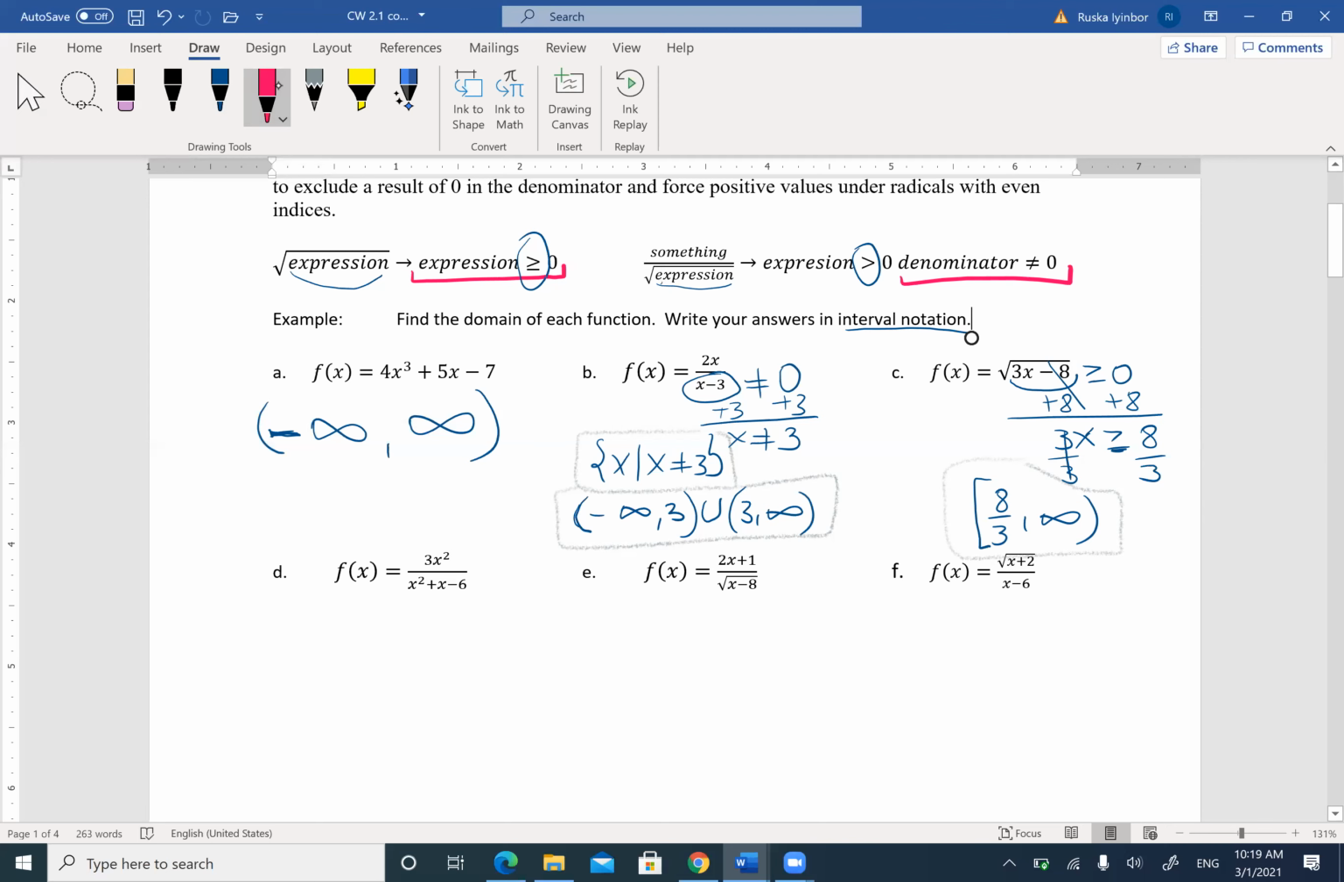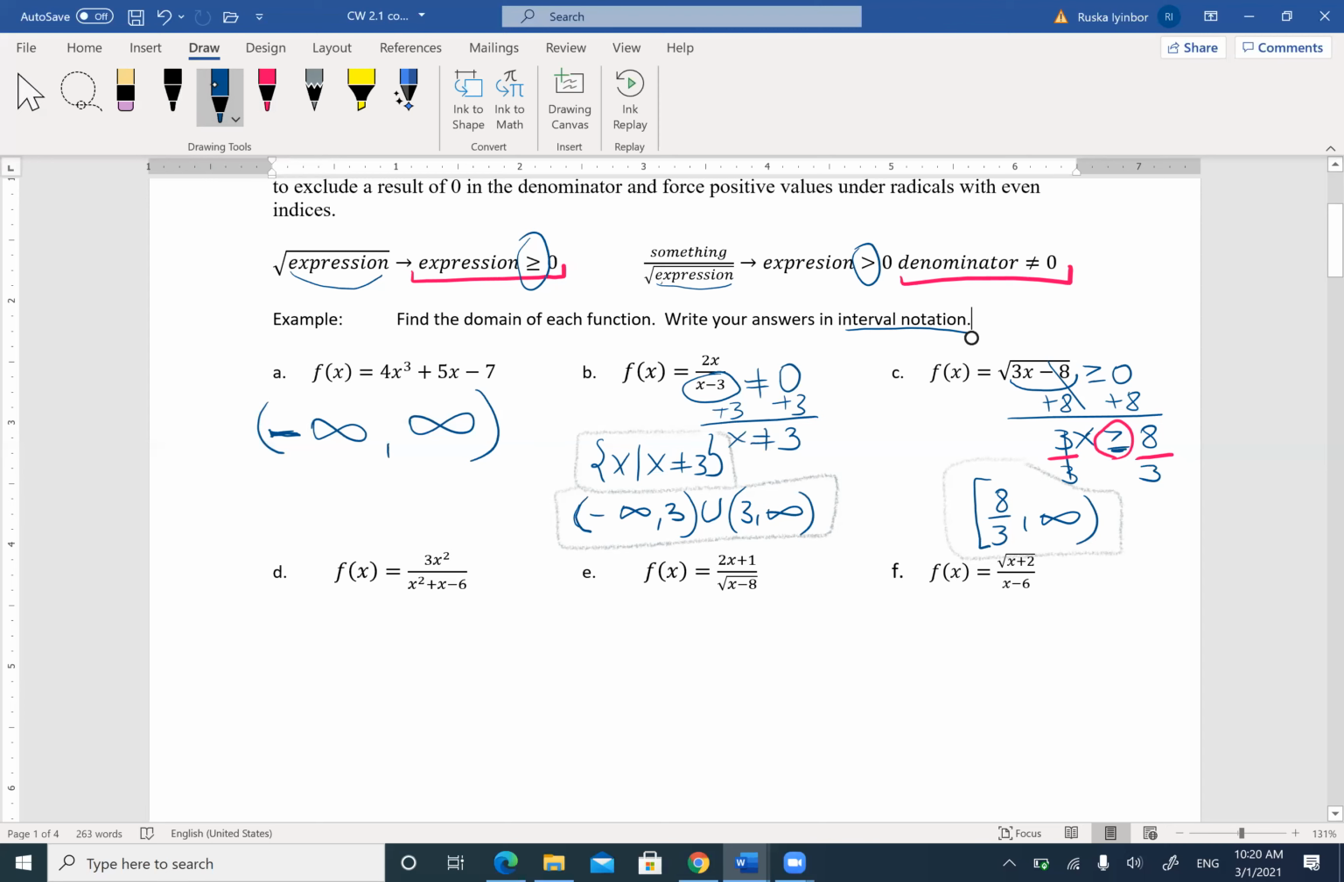If you divide by negative here, see, you divide by 3, right? If you divide by a negative, you're going to flip this sign. Okay? That's the rule for how to find the domain. So now, let's go ahead and continue with the next one.